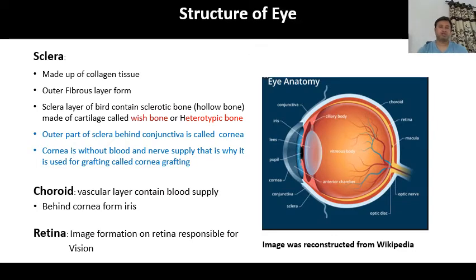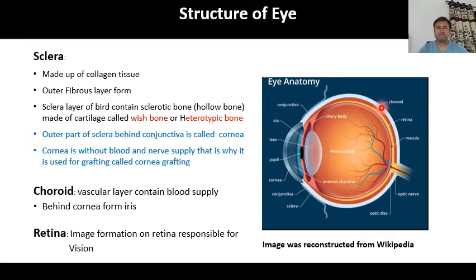Now come to the structure of the eye. Basically, three layers are present in the structure of the eye. First is the sclera, second choroid, and third retina. Sclera is the outer covering of the eye which appears white because it is made up of collagen fiber, and collagen fiber appears white. It is a fibrous layer because it is made up of collagen fiber.